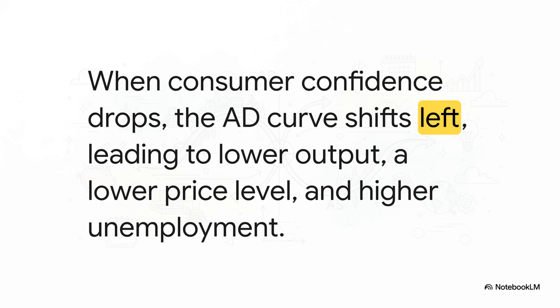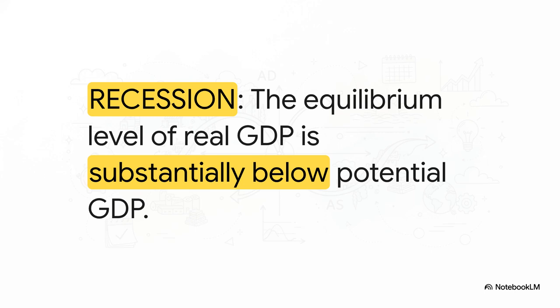The economy produces less, which means lower GDP. And because businesses aren't selling as much, they have to lay people off. That means higher unemployment. And that, right there, is what a recession looks like in our model. It's a period where the economy is operating way below its potential, where we're not using all our resources, and a lot of people are out of work.